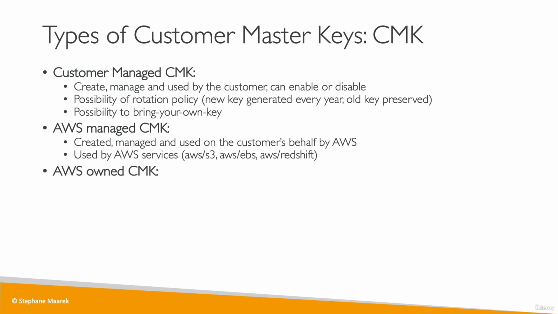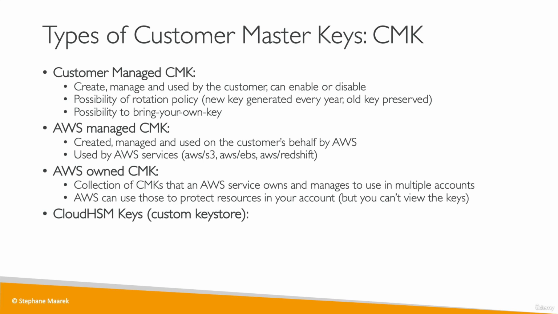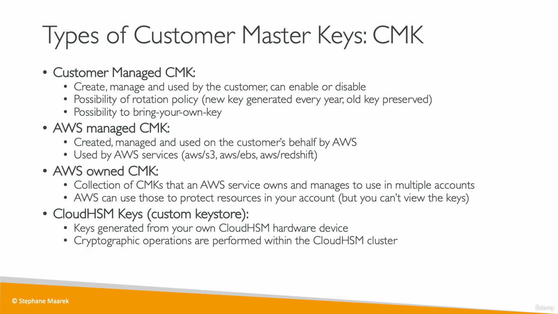The third type of key is AWS-owned CMK, which are a collection of CMKs that a service owns and manages to use across multiple accounts. AWS can use those to protect resources in your accounts, but we don't have access to even view these keys. And the last type is CloudHSM keys, called a custom key store. In this case, the keys are generated directly from your own CloudHSM hardware device, and all the cryptographic operations do not happen within KMS. They happen directly within the CloudHSM cluster, which may be a security requirement for some companies.